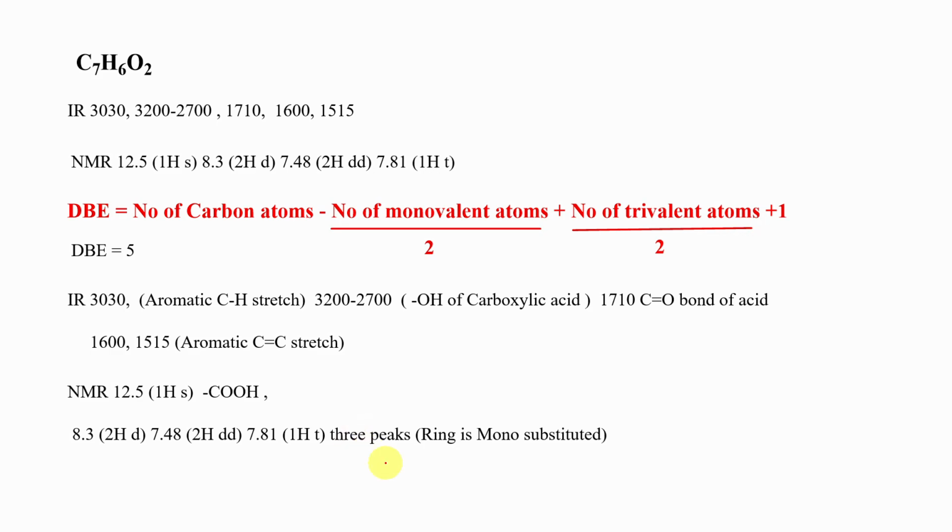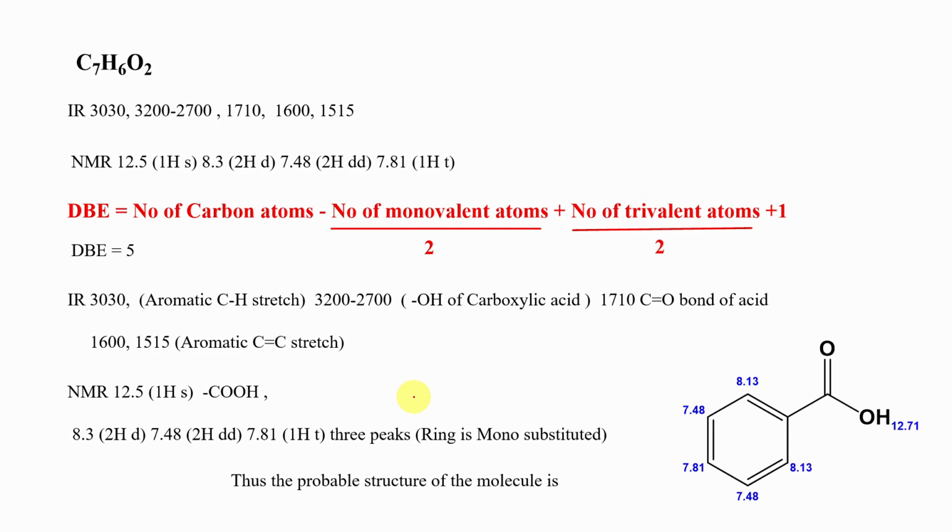That is why the molecule is nothing but the benzoic acid molecule. Thus the probable structure of the molecule is benzoic acid. You can see the NMR values. It is 12.71 of the carboxylic acid proton, then 8.13, 8.13, and 7.48, 7.48, and 7.81. Total 3 signals for this aromatic ring because of mono-substitution.